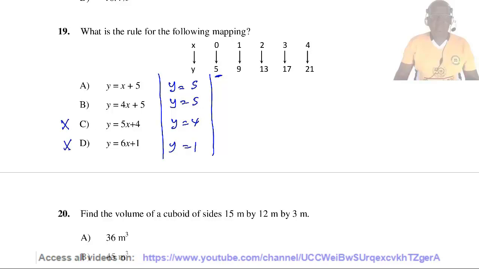We shall continue the testing with S equals to 1. When S equals to 1 for A, we shall get 1 plus 5, which equals to 6, meaning Y equals to 6. For B, we shall get 4 plus 5, which equals to 9, which means Y equals to 9. Now, since 1 maps into 9, it means A is wrong, and the right answer is B.